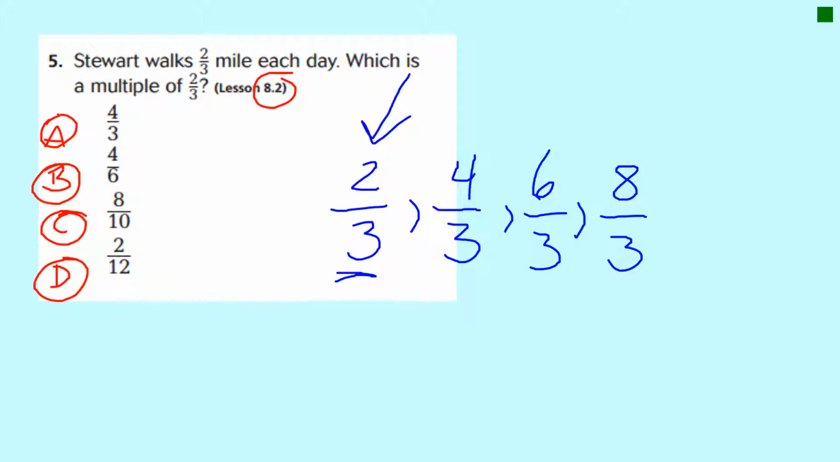All right, so let's look at our choices. A is 4/3. Oh, it's got to be A. Look at these other denominators. Yeah, they changed them all. No. We know better, don't we, boys and girls? So a multiple of 2/3 is A, 4/3. Fantastic. You are amazing. Keep chugging along, boys and girls.